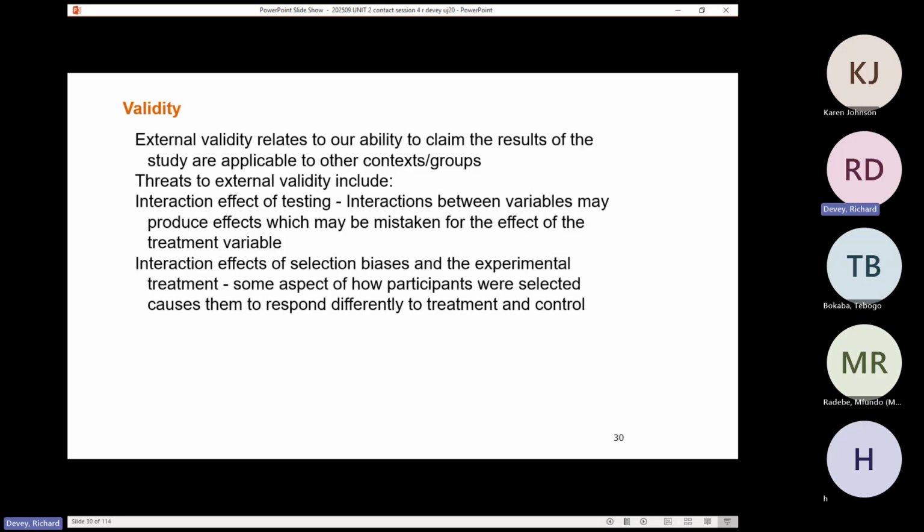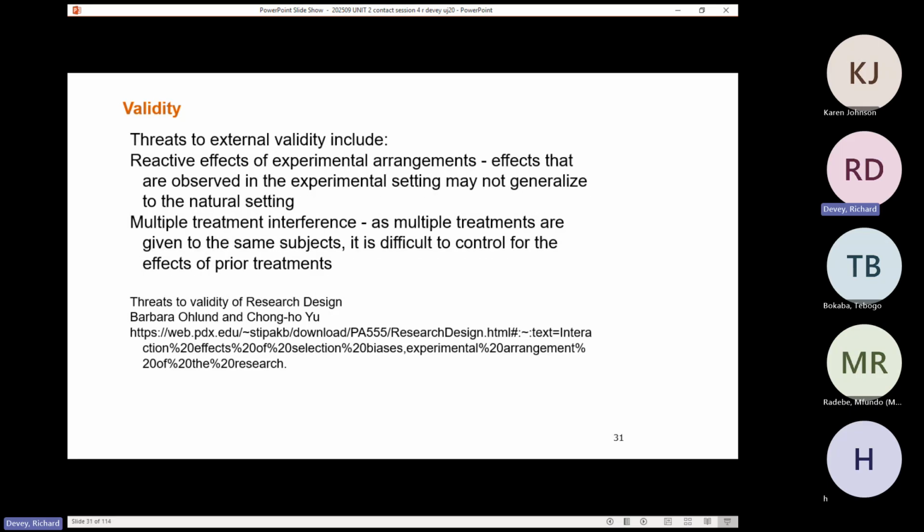There's also interaction effects of selection bias and the experimental treatment. So depending on who you've selected to be part of the study, they might respond differently to treatment and control groups. So that could be a sort of effect that happens there. Yeah, there could be reactive effects of experimental arrangements. So the effects that you see in an experimental setting might not generalize to a natural setting, because the experimental setting is very much controlled.